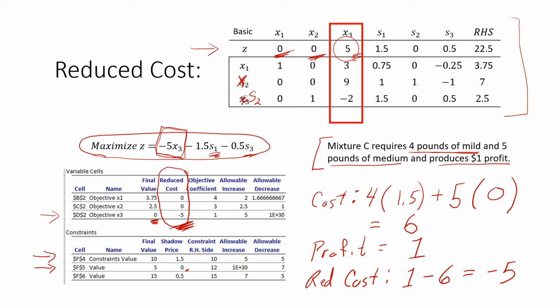Because remember, if we produce this, it means we have to produce less of something else. So the cost to our entire system means that we have $6 in penalty, we have $1 in profit. That means we have $5 of loss. Every unit you produce of this means $5 loss of profit. That's the idea of reduced cost. And this is how we can read it from our tableau.